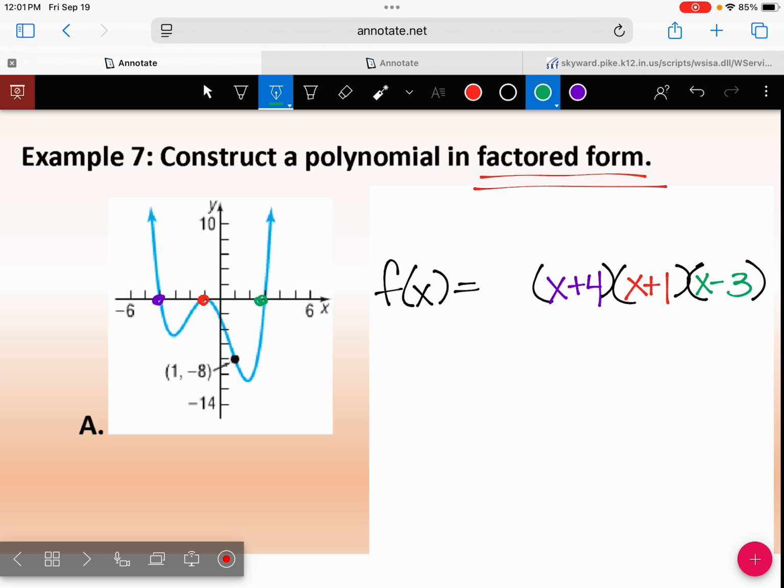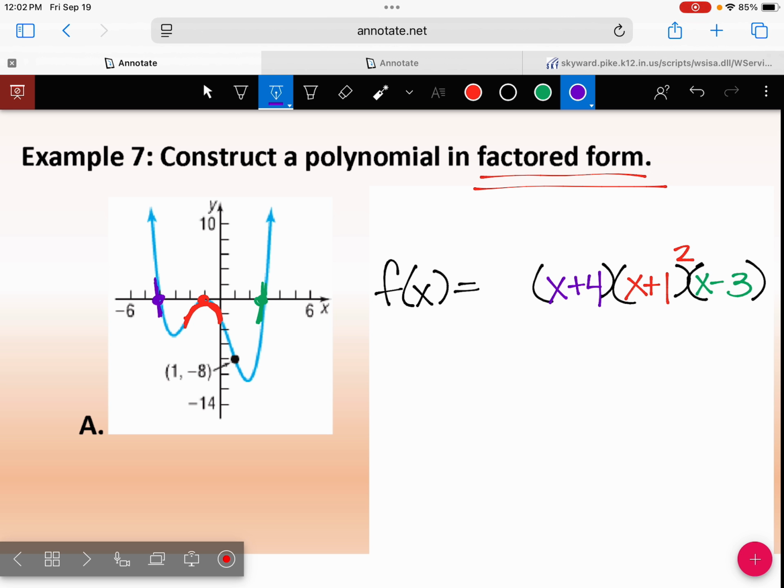Which one does it bounce at? X plus 1. So that means that we have to make that factor squared. And only that factor. If you look at it, you see how that looks like a parabola? It's squared. Here is going through. That's linear. All right, so if it looks like a parabola at that point, we need to make that factor squared.